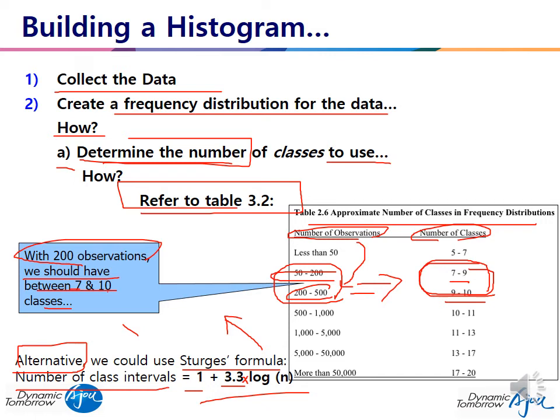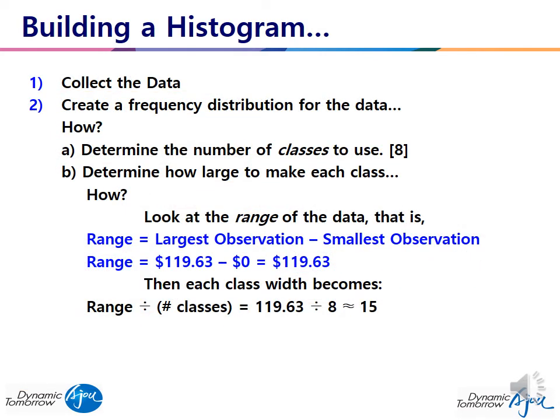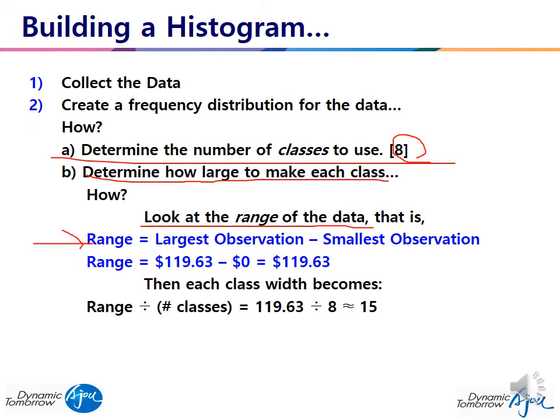So you should know how to determine the number of classes. On the previous slide we finished up to here, so we choose 8. Then determine how large to make each class, which we call the class width. First, we calculate the range. Look at the range of data. That is, range is defined as the largest number minus the smallest number.